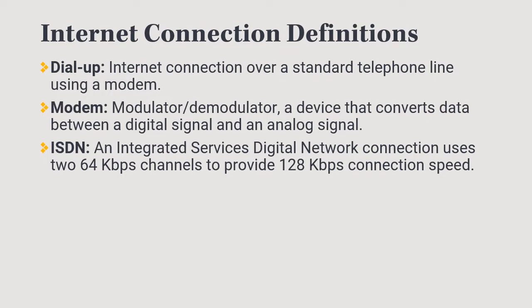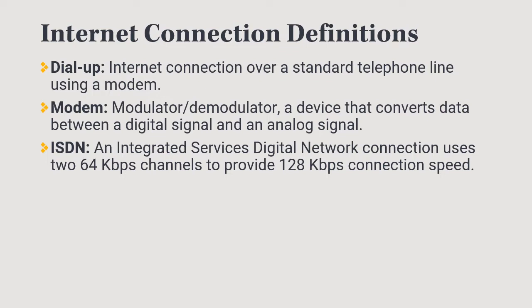The dial-up connection actually uses a device called a modem, and that's just kind of a mashup of the words modulator, demodulator. And what that device does is it converts the data from a digital signal to an analog signal. The reason is when we're sending traffic over our phone line, the phone line transmits with what's called an analog signal, the raw frequency of the sound being transmitted over the wire.